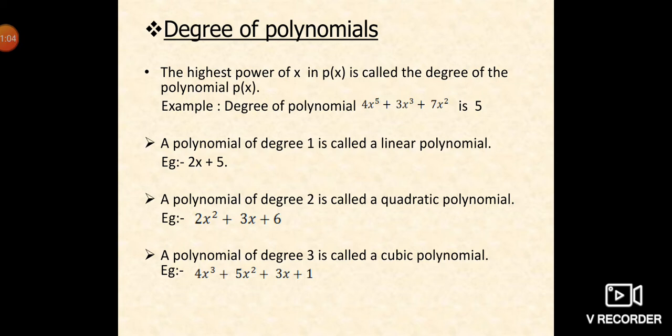Three types of polynomials we can discuss. A polynomial of degree 1 is called a linear polynomial. For example, 2x + 1. Here the power of x is 1. A polynomial of degree 2 is called a quadratic polynomial. For example, 2x^2 + 3x + 6. A polynomial of degree 3 is called a cubic polynomial. For example, 4x^3 + 5x^2 + 3x + 1.